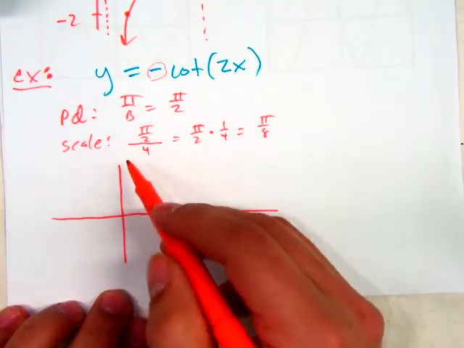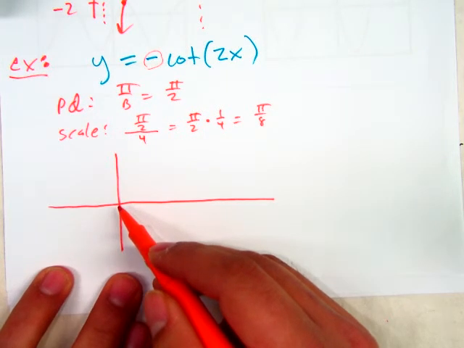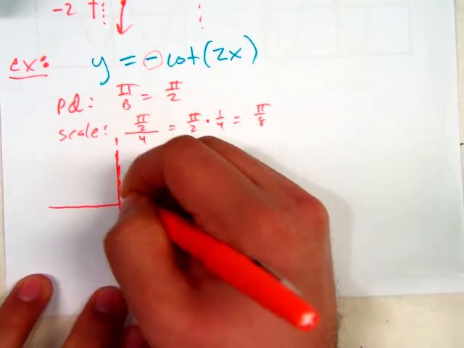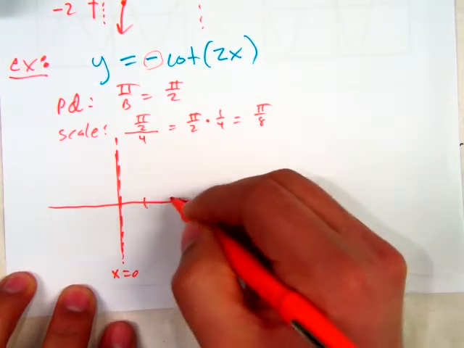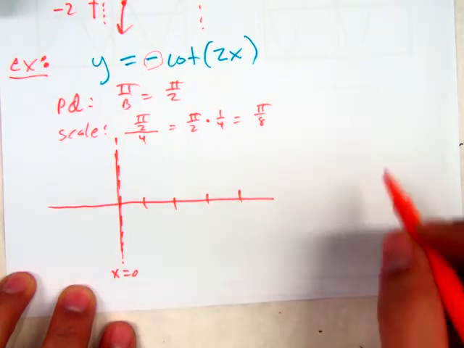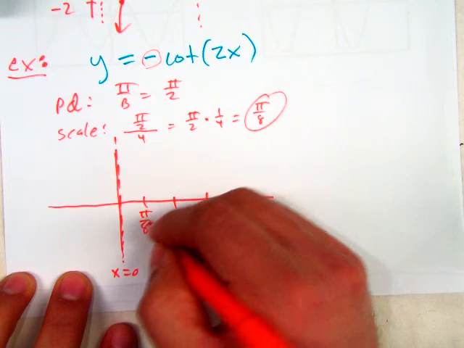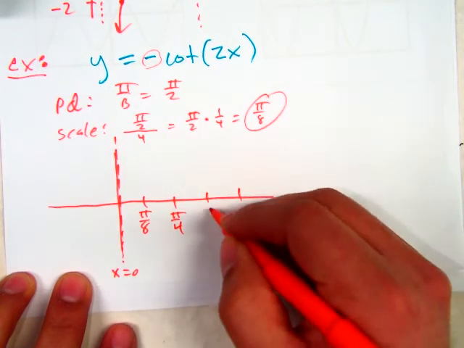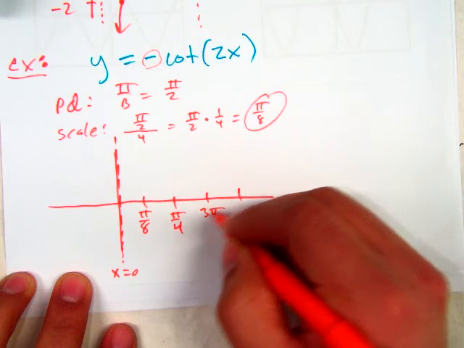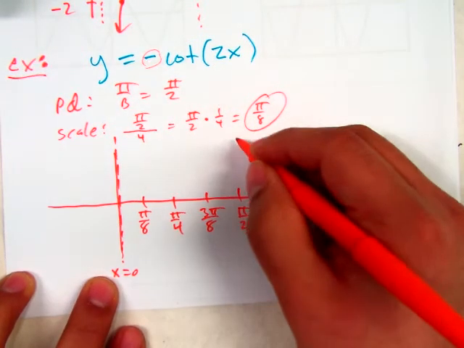There's no phase shift, so let's have you guys remind me. What do I do to start my graph for cotangent? Asymptote. Okay, so there's an asymptote right away at x equals 0. Now I'm going to count 1, 2, 3, 4. I'm going to label my axis using my scale, which is pi over 8. So pi over 8. 2 pi over 8 is pi over 4. 3 pi over 8. And then 4 pi over 8, which is pi over 2. And we end with an asymptote.